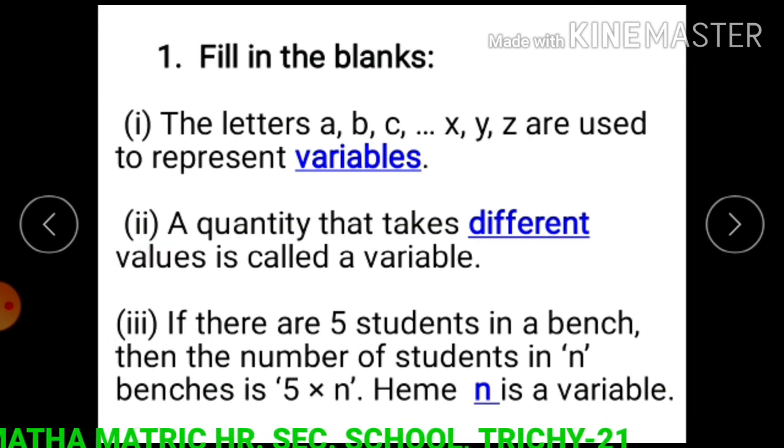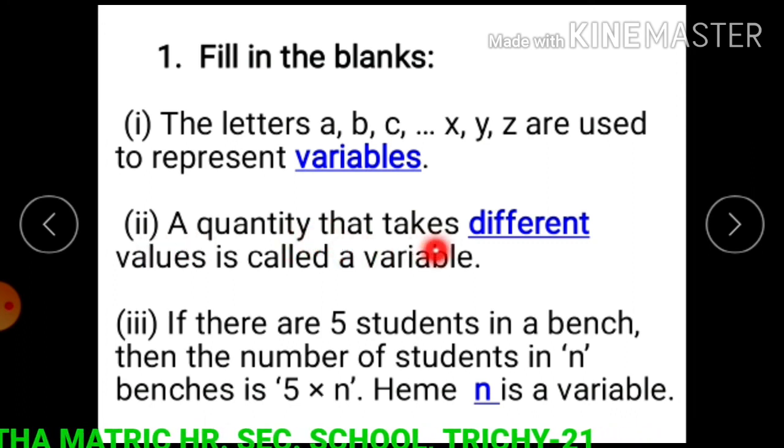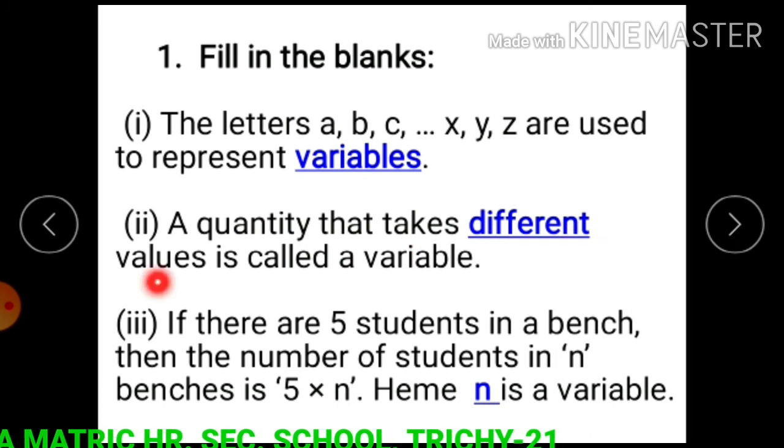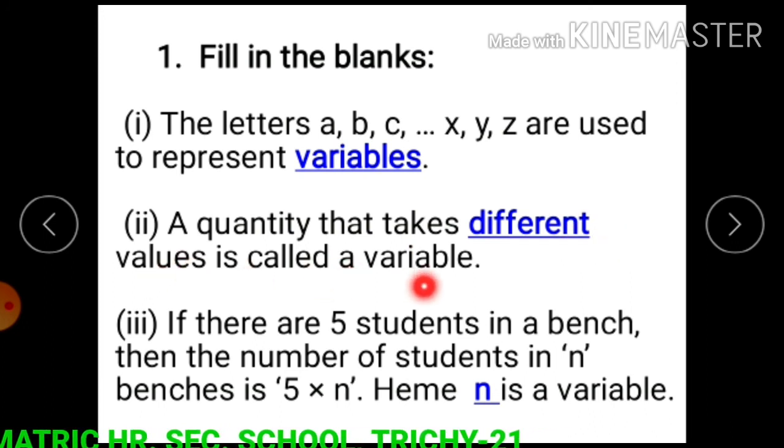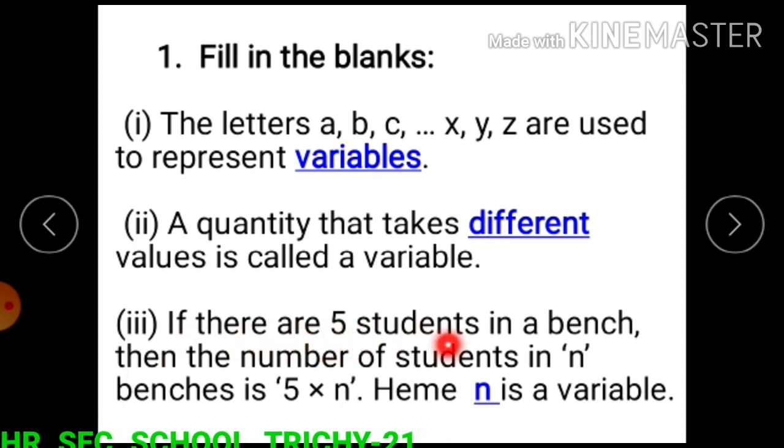Question number 2. A quantity that takes different values is called a variable. Question number 3. If there are 5 students on a bench, then the number of students in n benches is 5 into n. Here n is a variable.